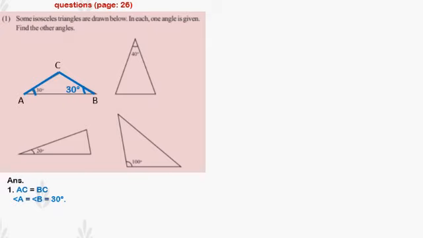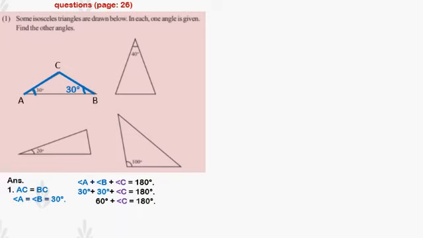Let us find the other angle. We know sum of angles in a triangle is 180 degree. So we can write angle A plus angle B plus angle C equal to 180 degree. Let us substitute the angles we know, that is angle A equal to 30 degree and angle B equal to 30 degree. So we get 30 degree plus 30 degree plus angle C equal to 180 degree, that is 60 degree plus angle C equal to 180 degree.